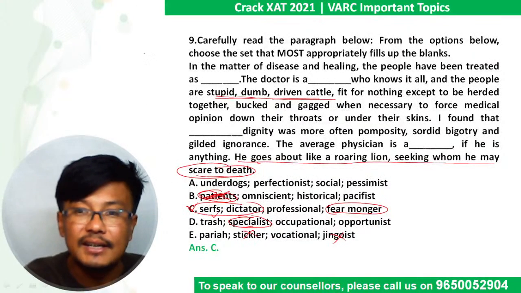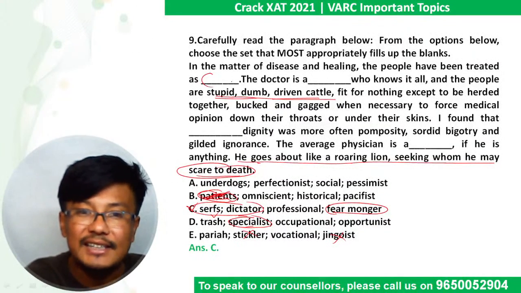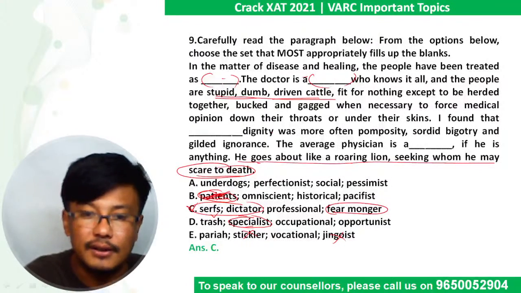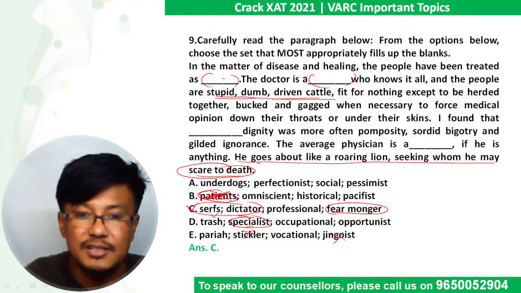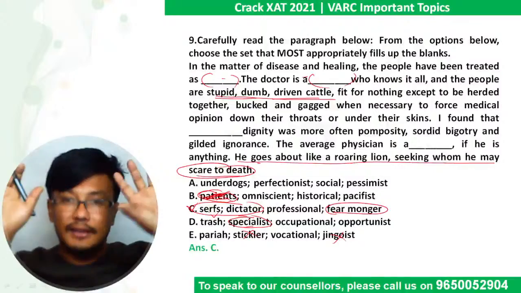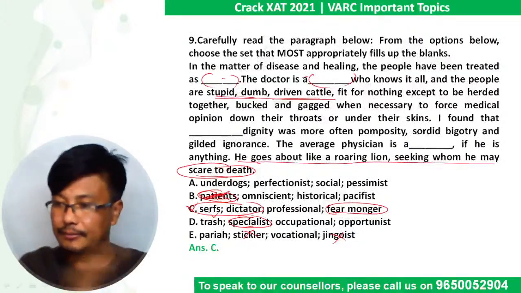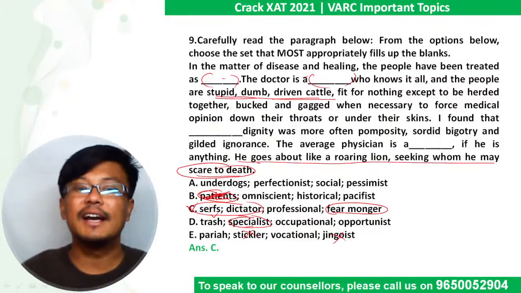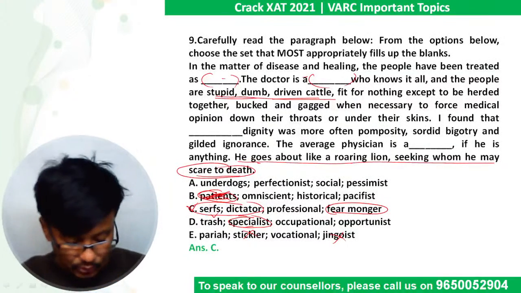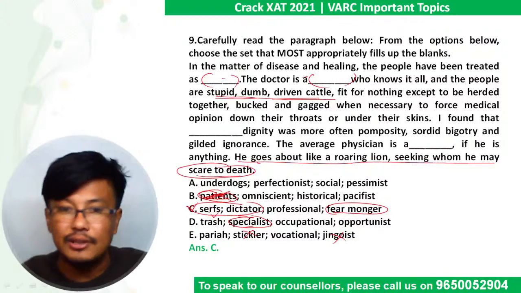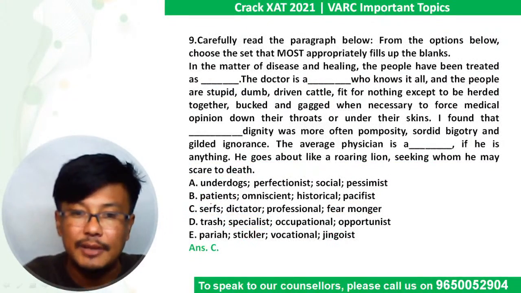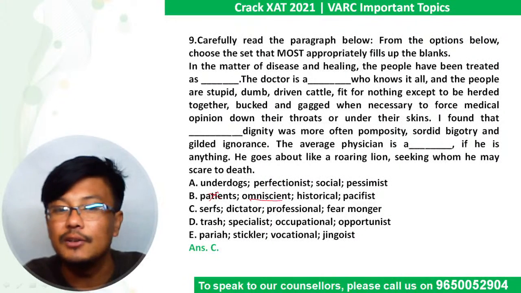Look at it like this. The people have been treated as dash while the doctor is dash. So these two words should also be slightly opposites, right? So patients and specialists are not opposites, but serfs and dictators are the opposite ends of the entire scale, right? So omniscient is not about thinking highly of himself. Omniscient is about, look Saifuddin, I have eliminated B because of patients. I have eliminated B because of patients. So do not need to worry about it.